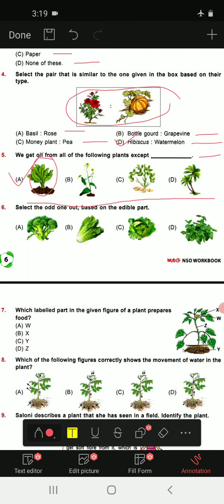Next question. Select the odd one out based on the edible part. The correct option is option A. This option is correct.